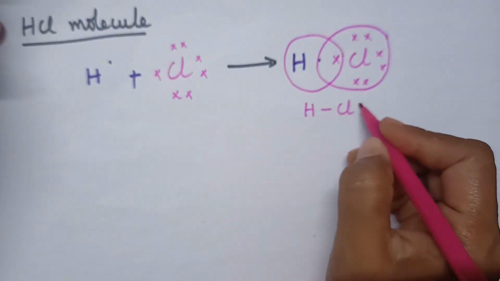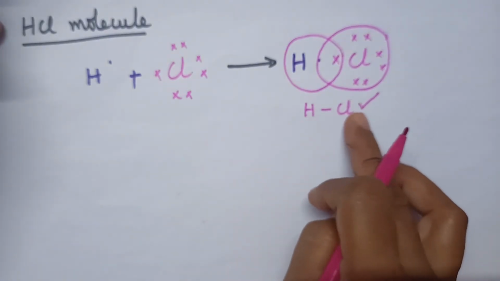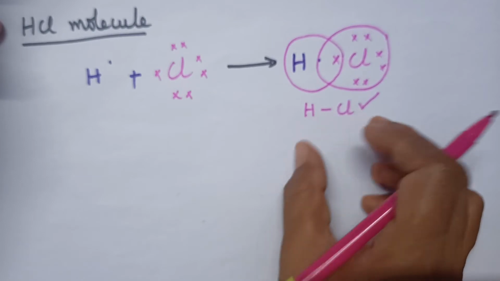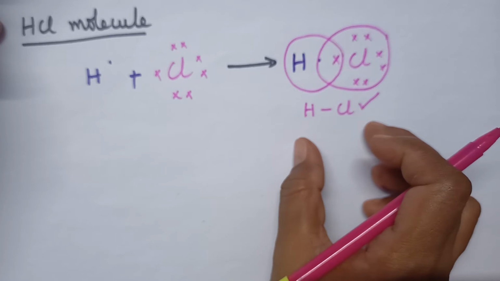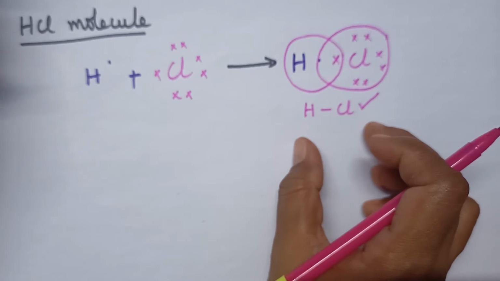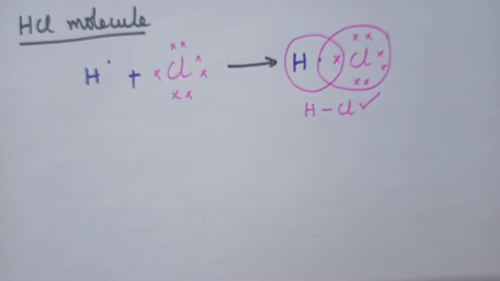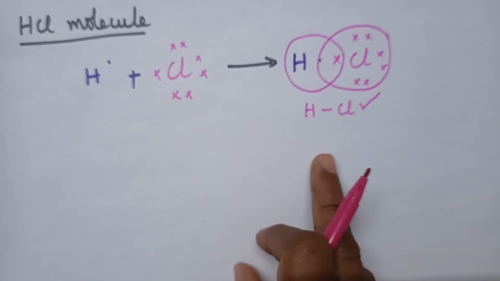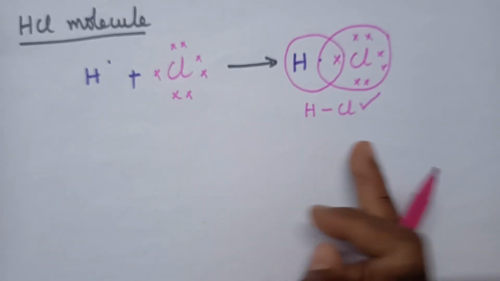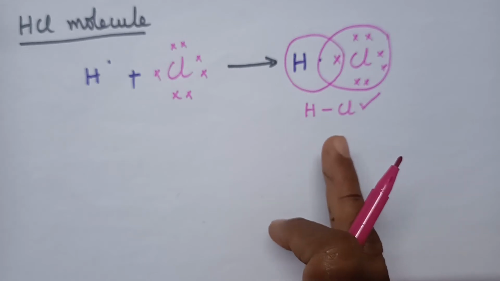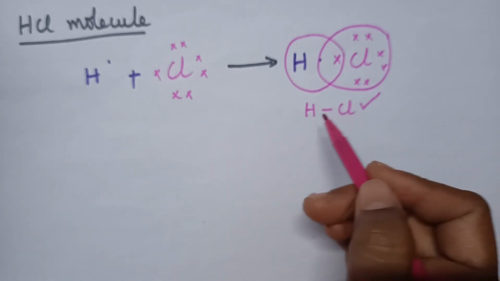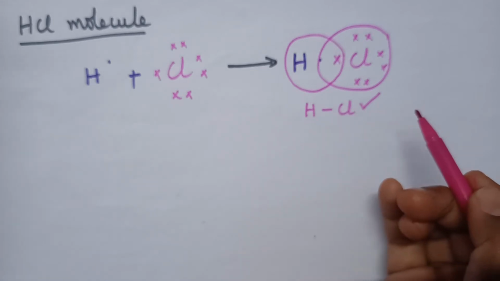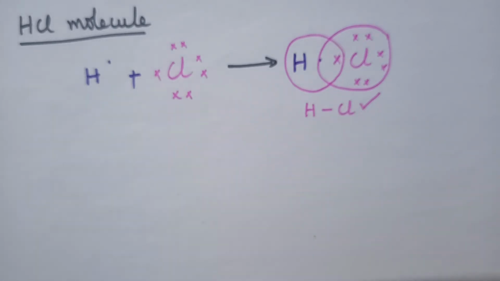Here the electronegativity difference between the chlorine and hydrogen atoms is high, with the result it exhibits ionic compound properties. Clear, students? Though the HCl molecule contains a polar covalent bond, due to the high electronegativity difference between the chlorine and hydrogen atoms, it exhibits properties similar to ionic compounds.